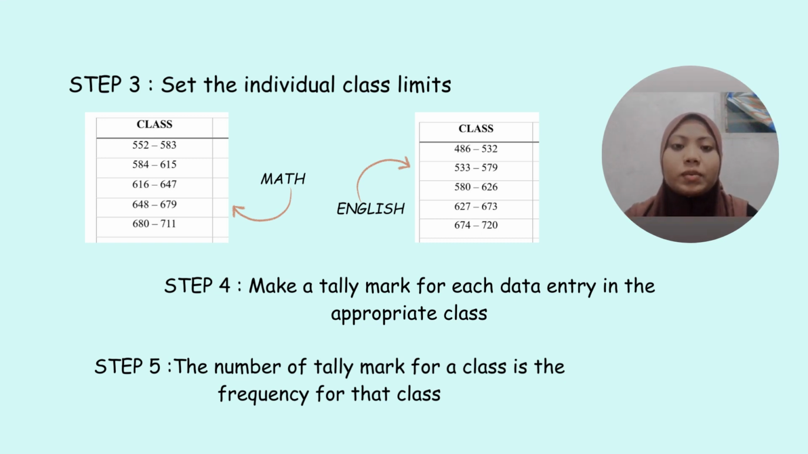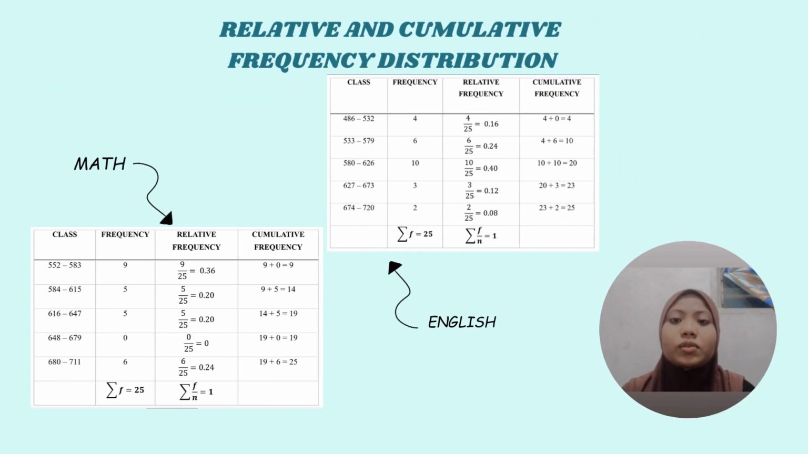Next, the fourth step is to make a tally mark for each data entry in the appropriate class, and the last step is to get the full data for the frequency distribution. Next, we go to the relative and cumulative frequency distribution. For relative frequency, we get it by dividing the frequency of each class by the total frequency. After that, we sum up the values as we see in the slide. For cumulative frequency distribution, we need to add the current frequency to the previous frequency.